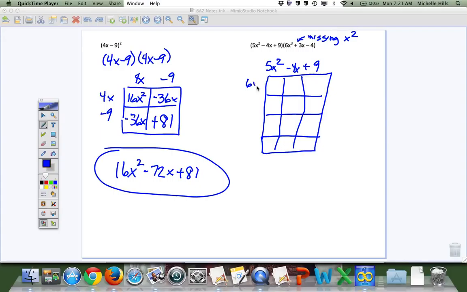Over here I've got a 6x cubed, which is 6x to the third power. I have 0x squared, but I'm going to leave a row for it. And I have a positive 3x and a minus 4.